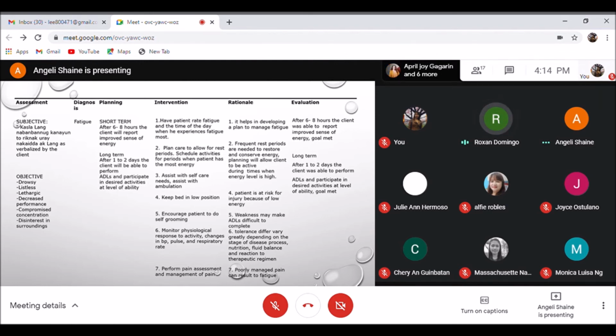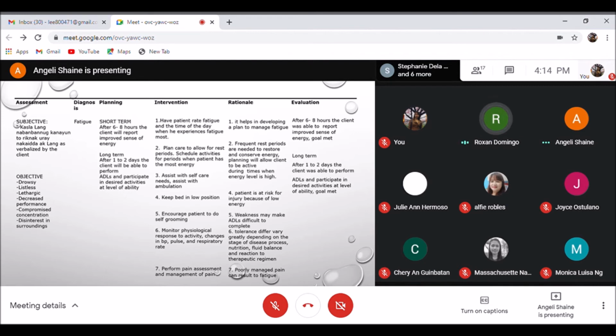Six, monitor physiological response to activity, changes in BP, pulse, and respiratory rate. Rationale: tolerance may vary greatly depending on the stage of disease process, nutrition, fluid balance, and reaction to therapeutic regimen. Lastly, perform pain assessment and management of pain. Rationale: poorly managed pain can result in fatigue.